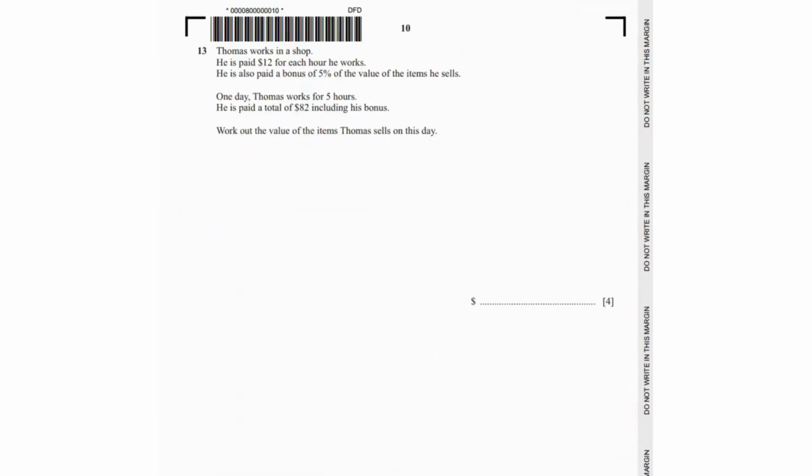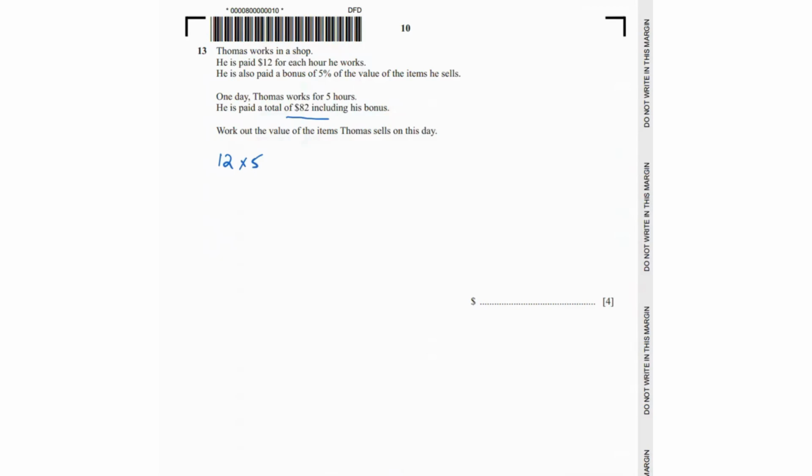Then Thomas works in a shop. He's paid $12 for each hour he works. He's also paid a bonus of 5% of the value of the item he sells. One day Thomas works for 5 hours. So it's going to be 12 times 5. And he's paid a total of $82, including his bonus.